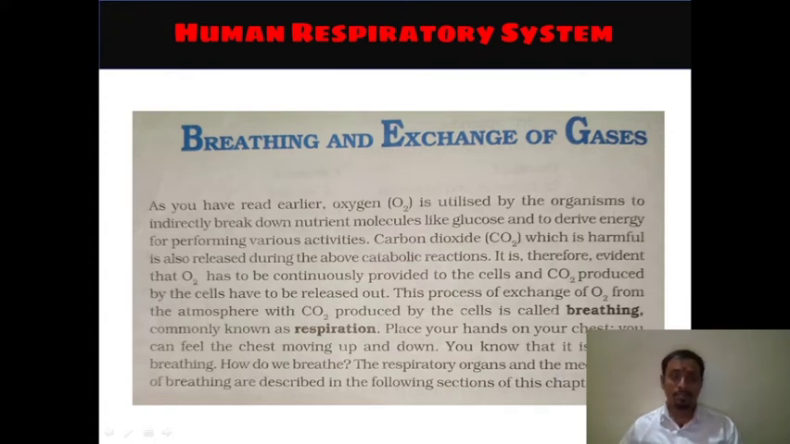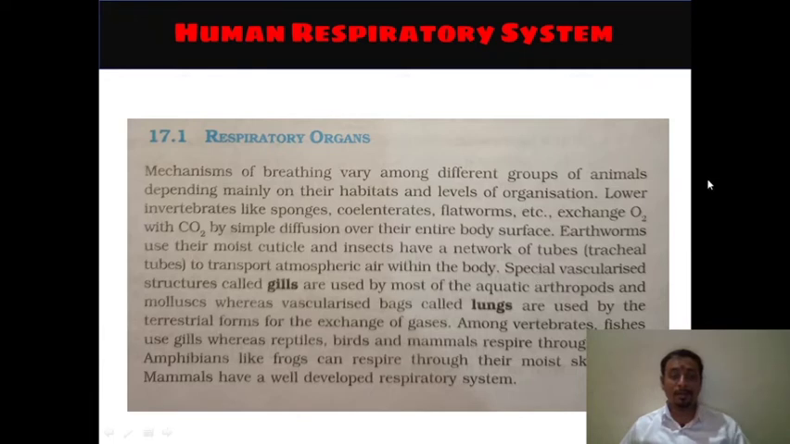So let's go towards the next point. The next point is respiratory organs. We have already gone through this from the nostrils to the lungs. Mechanisms of breathing vary among different groups of animals depending mainly on their habitats and levels of organization. Lower invertebrates like sponges, coelenterates, flatworms, etc. exchange O2 with CO2 by simple diffusion over their entire body surface. So these organisms can exchange gases O2 and CO2 through the entire surface of their skin.